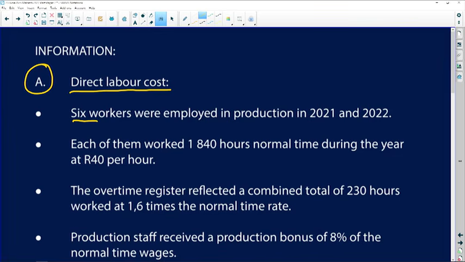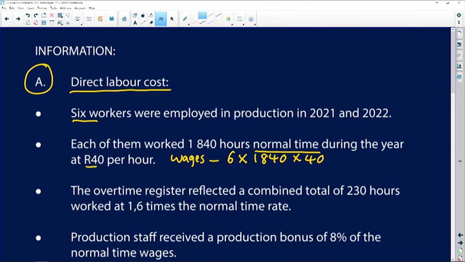So we've got 6 workers employed in the production in 2021 and 2022. Each of them worked 1,840 hours normal time during the year at 40 Rand per hour. So normal time, remember, we're looking at wages or their salary. There's 6 of them. They worked for a total of 1,840 hours, and each hour they earned 40 Rand.